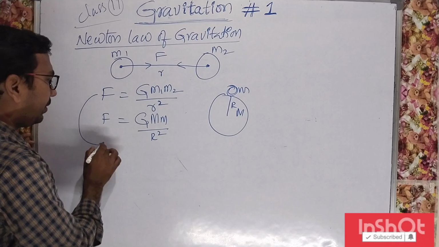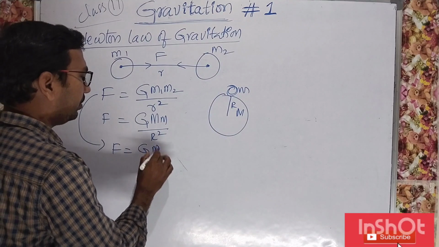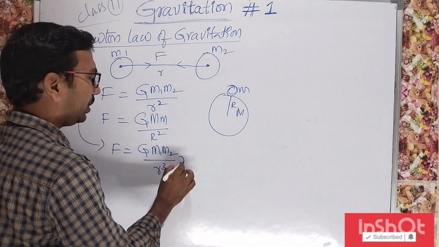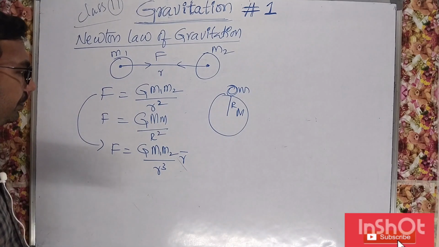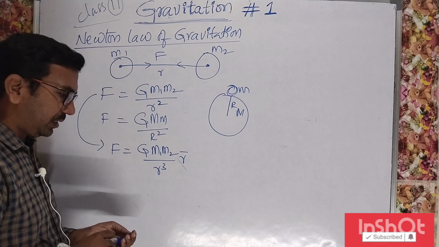So what is the vector form of gravitational force? F is equal to capital G m1 m2 by r cube into r bar. This is the vector form of gravitational force. We can now discuss the characteristics.